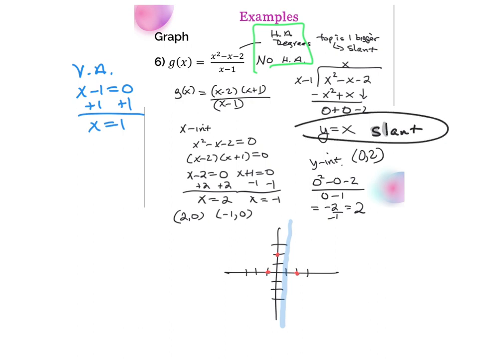And now my slant asymptote is just this equation of y equals x. So start at 0, 0. Rise 1, run 1. So here is my slant asymptote. And let me go ahead and highlight that over in yellow. So that's the slant.